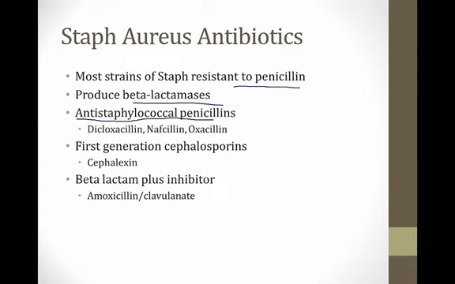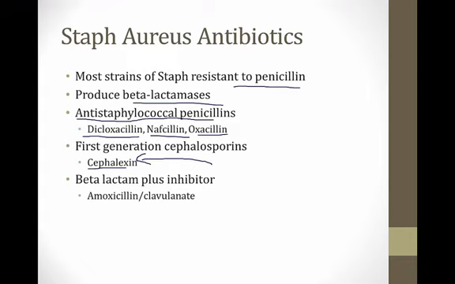These are beta-lactam drugs that have been modified so that they can work in Staph aureus, and these include drugs like dicloxacillin and nafcillin and oxacillin. You also can choose first-generation cephalosporins. These work very well, especially the drug cephalexin, and in fact cephalexin is often given to patients with staph skin infections to treat the bacteria.